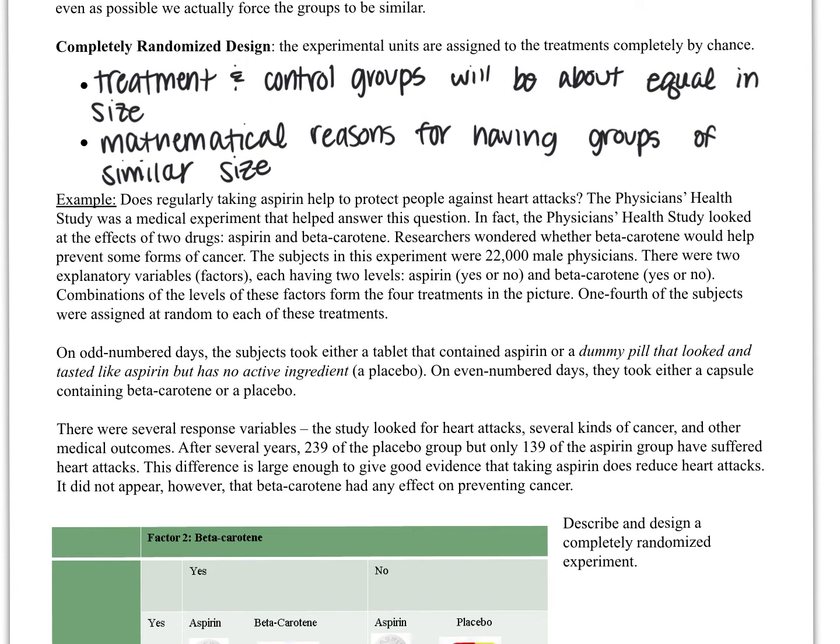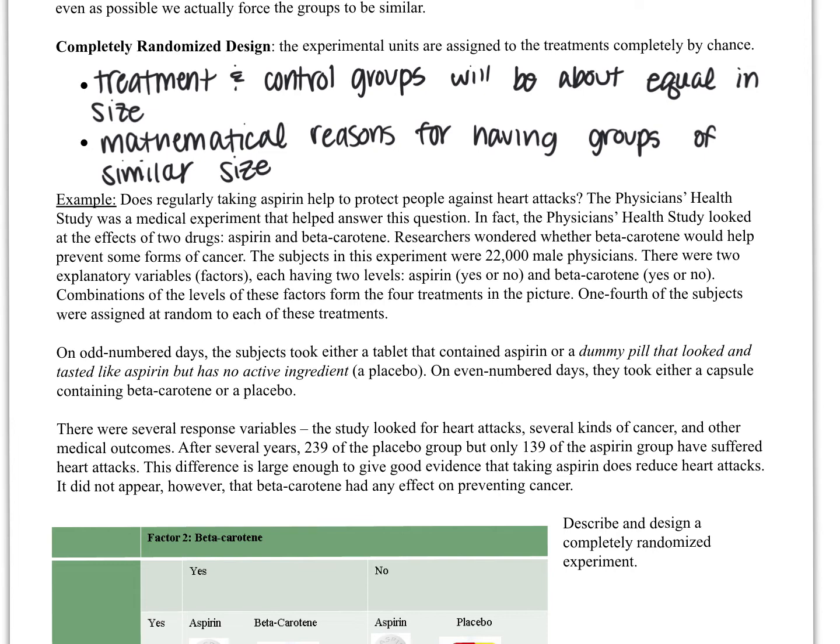So does regularly taking aspirin help to protect people against heart attacks? The Physician's Health Study was a medical experiment that helped answer this question. In fact, the Physician's Health Study looked at the effects of two drugs, aspirin and beta-carotene. Researchers wondered whether beta-carotene would help prevent some forms of cancer. The subjects in this experiment were 22,000 male physicians.